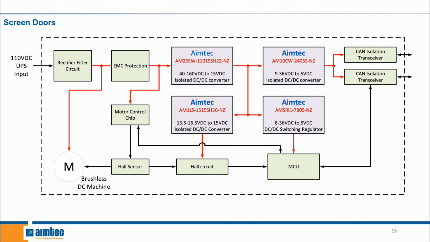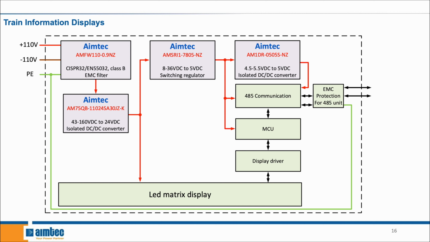The isolated CAN transceivers are powered by the AM10 CW to ensure the signal quality. Finally, an AM1LS converter serves as additional protection and powers the hall circuit, which can be used to detect obstacles at the gate. Now moving on to train information displays.